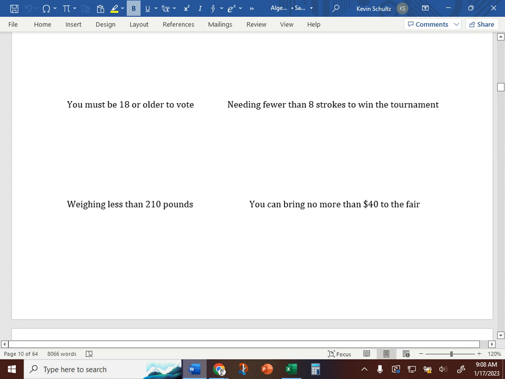You must be 18 or older to vote. Needing fewer than 8 strokes to win the tournament. Weighing less than 210 pounds. You can bring no more than $40 to the fair. Look at those words. Not all of them are up at the top, right? But think about what that means.